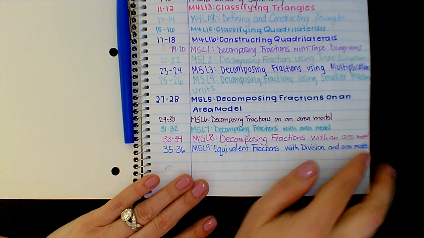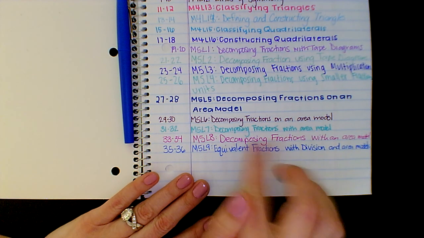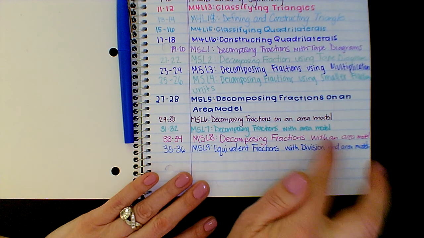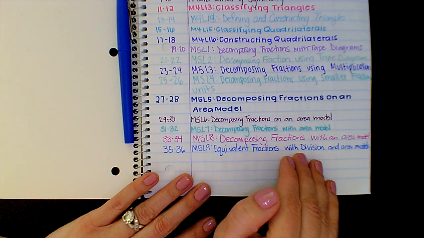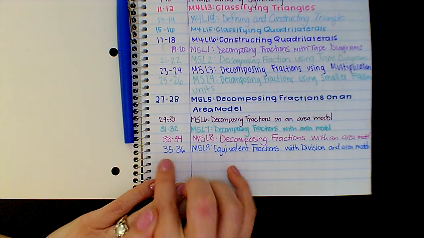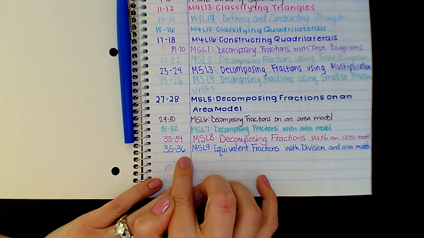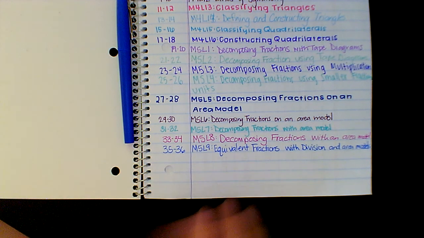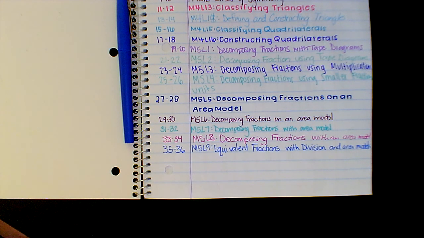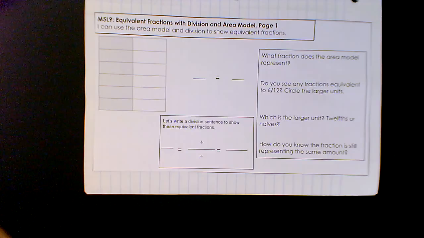Yesterday, or the other day, we did equivalent fractions using multiplication in the area model. Today we're going to use division. Mine will be found on page 35 and 36. Remember, you can pause the video at any time so that you can stop it or rewrite your notes or go back.